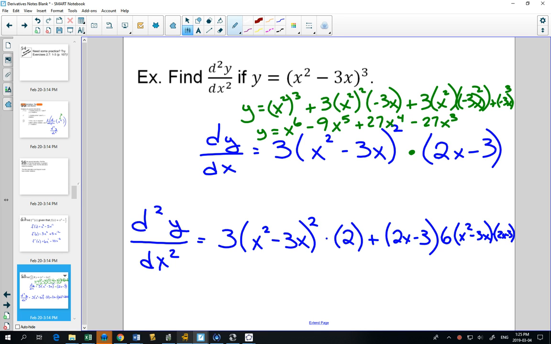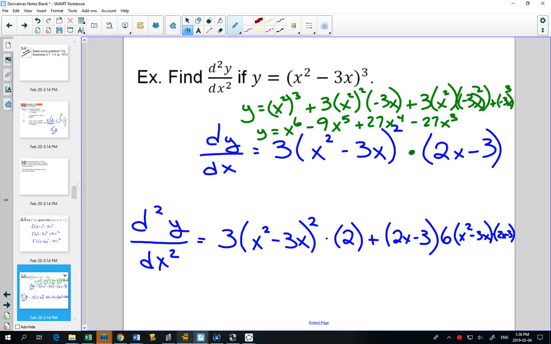Had I multiplied that all out to begin with, then my first derivative is really easy, just power rules. My second derivative would be really easy, just power rules. My third derivative, really easy, just power rules. And it could make my life easier if I had to do a lot of them. So sometimes we have to make that decision.